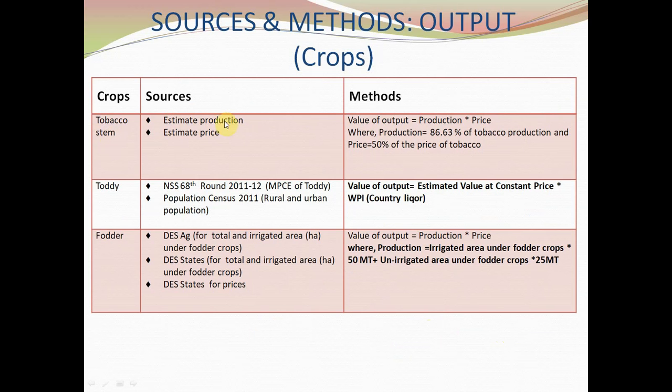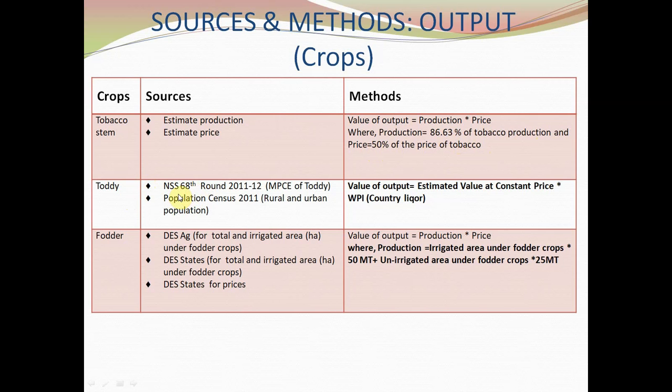For tobacco stem, having sources for production, we are taking estimated value, and prices are also estimated. For production we are taking 86.63% of total tobacco production, and for price we are taking half of the price of tobacco.